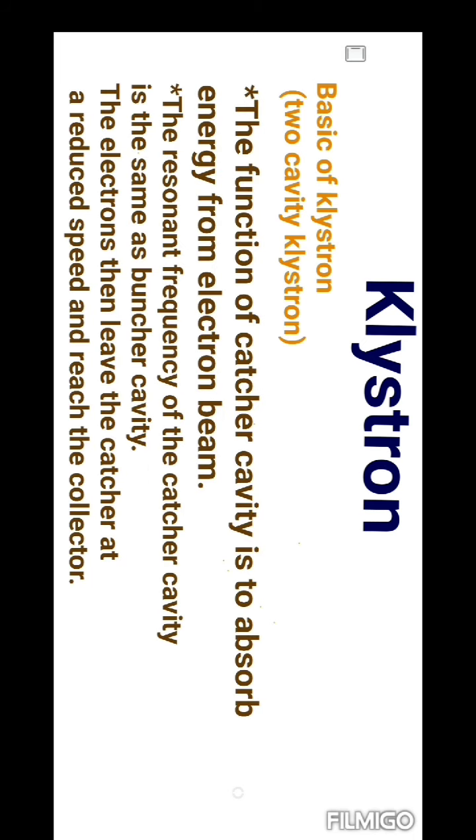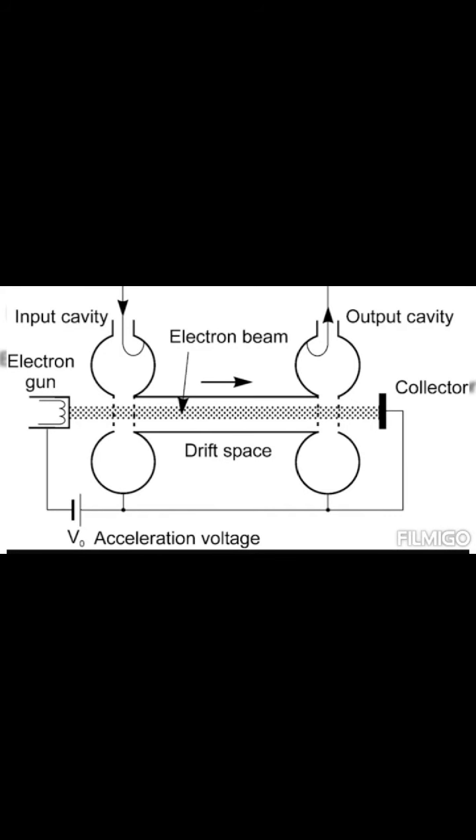The variation of electron velocity in the drift is called velocity modulation. The faster electrons catch up with the slower electrons and form bunches. The function of the catcher cavity is to absorb energy from the electron beam. The resonant frequency of the catcher cavity is the same as the buncher cavity. This is a figure of two cavity klystron.